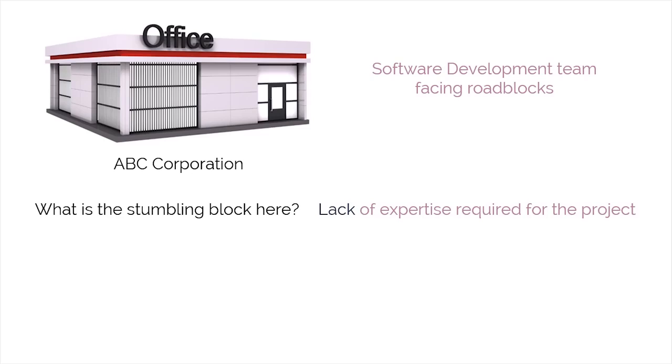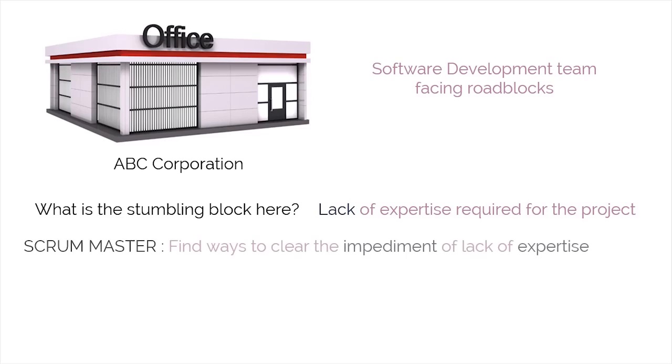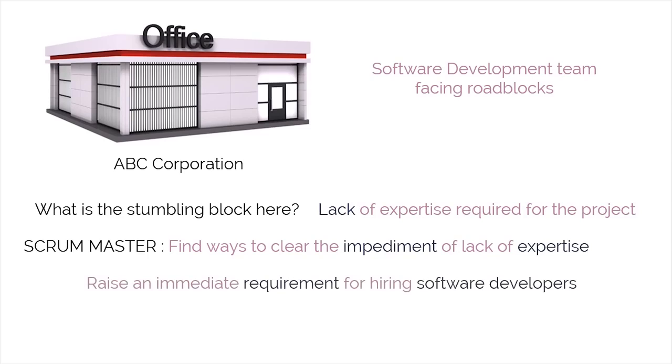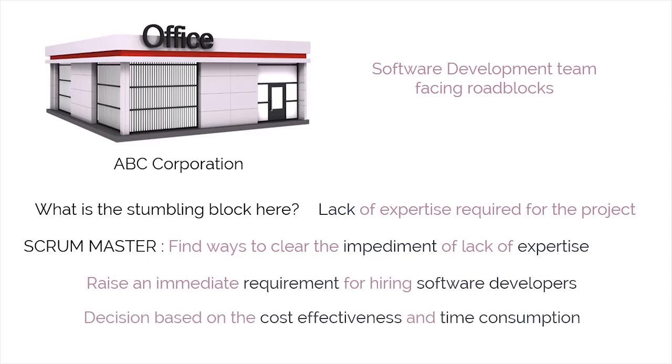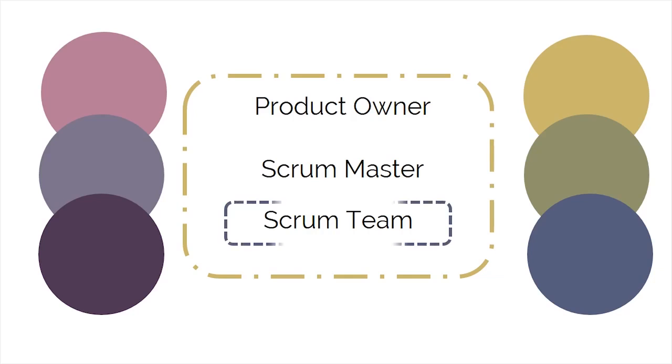How is he or she going to do that? First of all, the task of the Scrum Master will be to focus on finding ways to clear the impediment, which comes in the form of lack of expertise required for the project. How is this possible? Well, the Scrum Master at this juncture is either going to raise an immediate requirement for hiring software developers with required expertise, or he can make an arrangement for training the existing staff. The Scrum Master will now make a decision based on the cost-effectiveness and time consumption of the action to be taken.